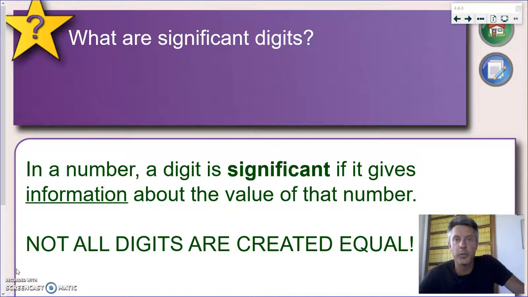So in this context, we have the term significant digits. So what are significant digits? We're going to say, and this is not by any means the official definition, but it's going to be the definition that is valid for us, that in a number, a digit is significant if it gives information about the value of a number. And as we'll see in a few seconds, not every digit in a number is significant. Or we can say not all digits are created equal. There's actually one type of digit which more often than not does not add information.